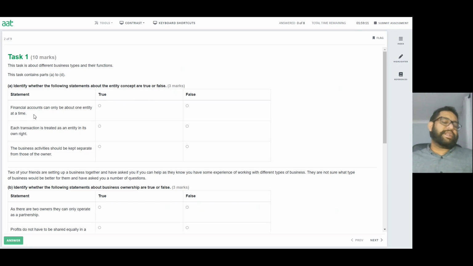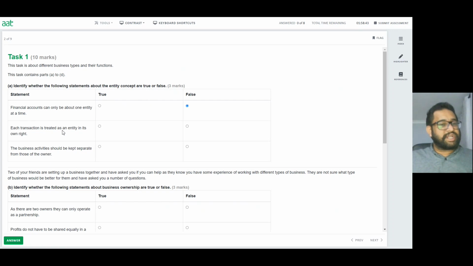Only one entity at a time, because normally financial accounts can be done for partnerships, sole traders, or for a limited company. Limited companies can be multiple companies or a combination of them. For that, they call it consolidated statements. So there is not one entity. There are multiple entities under one umbrella. Therefore, this statement is not true. It says "only can be." That's wrong.